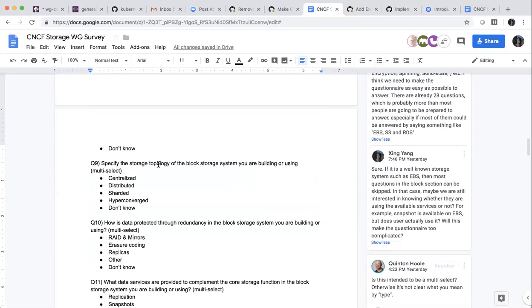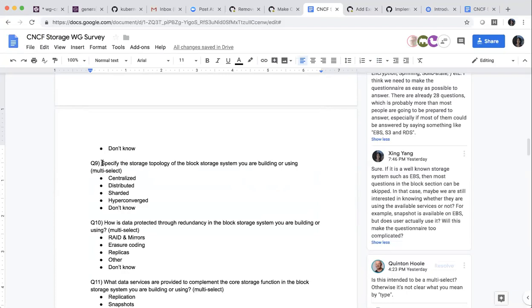The problem is, I have this question in every category. So for file, we have this one as well. If you're only using block, then you just answer this one and skip the whole file section.